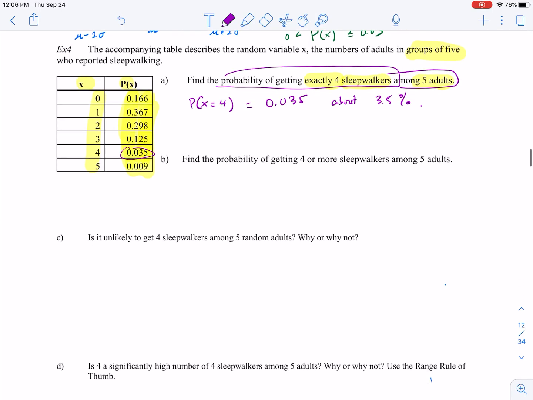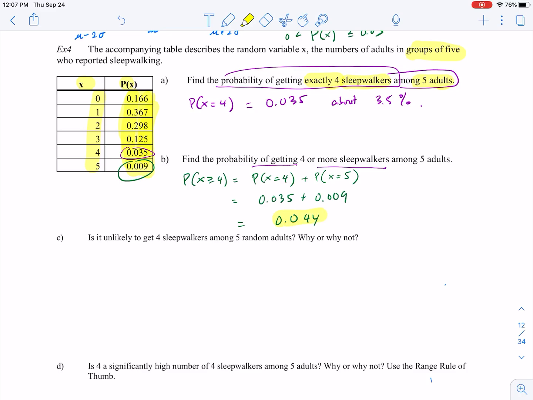Next, part B, find the probability of getting 4 or more sleepwalkers among 5. That's asking what is P of x greater than or equal to 4. Translate to this problem: that is P of x equal to 4, exactly 4 sleepwalkers, or 5. That's the addition rule. We won't go up to 6 because we only look at 5 adults. So we're looking at 0.035 plus 0.009 according to this here, so that will be 0.044, about 4.4%.